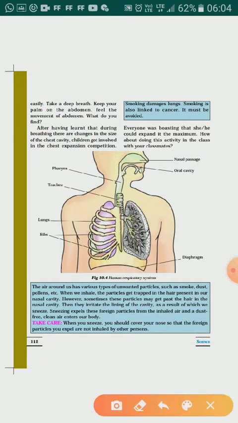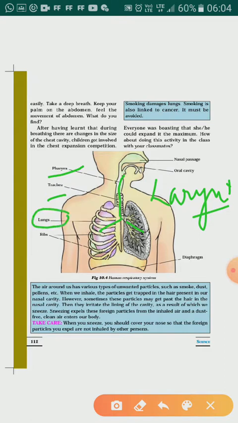Now after pharynx there is the voice box, that is called larynx. So pharynx, then larynx, then trachea. Air comes to the pharynx, then to the larynx, then to the trachea. Trachea is commonly called windpipe. Then it gets inside the lungs basically, and lungs are the main organs of the respiratory system.